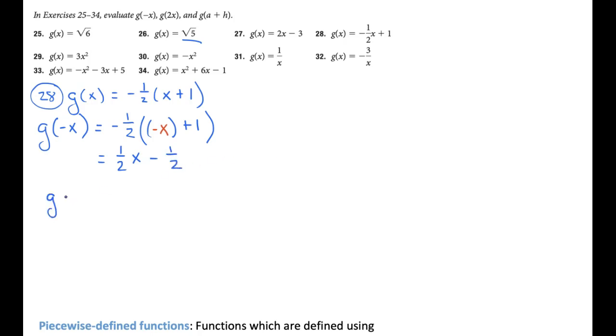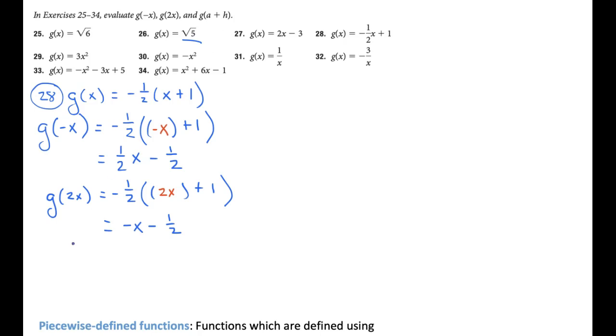For the same one, g of 2x is going to be -1/2 times, I'm going to leave parentheses there, and I'm going to fill it in with 2x. So 2x goes right in there. So now I'm going to distribute the 1/2 across everything. -1/2 times 2x is going to give me -x. -1/2 times 1 is going to give me -1/2.